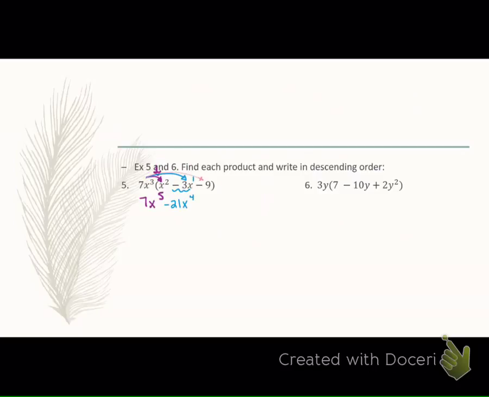And Mike, 7x cubed times negative 9 is? Negative 63 what? X cubed. X cubed, very good. Is that in descending order? Yeah, so we are done.